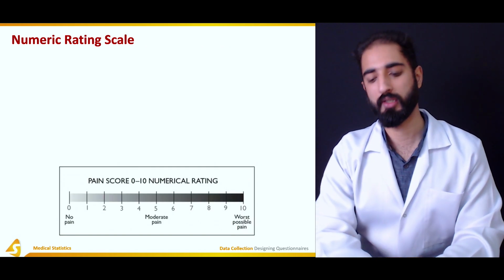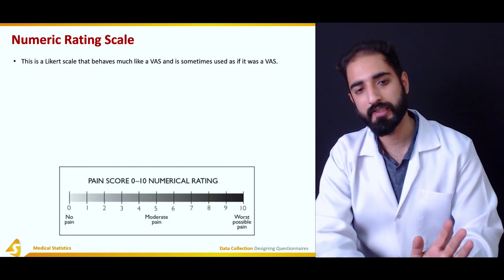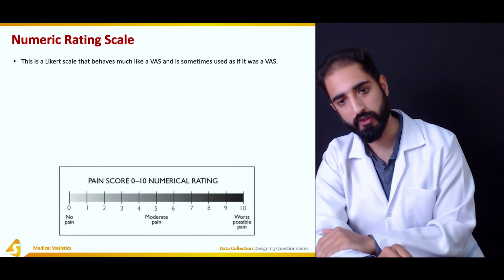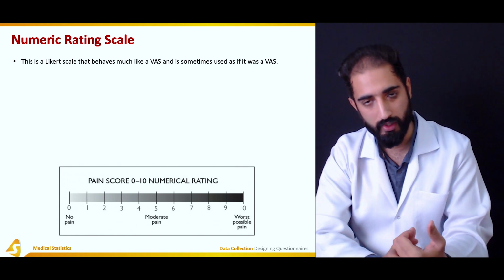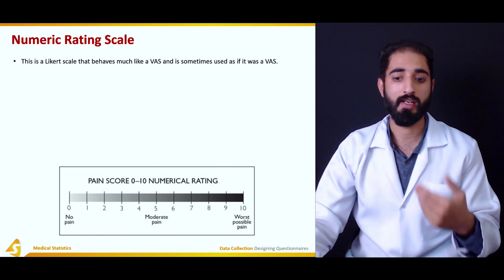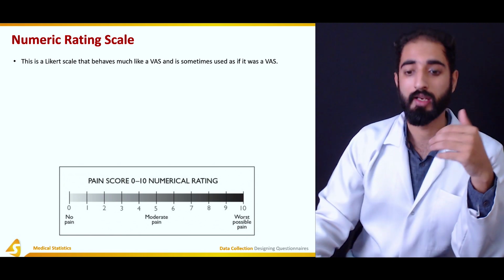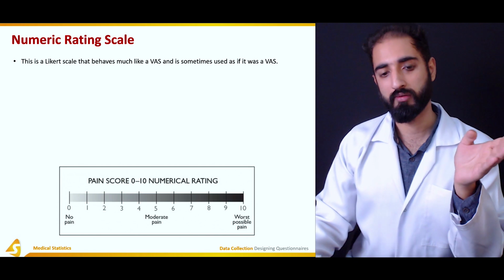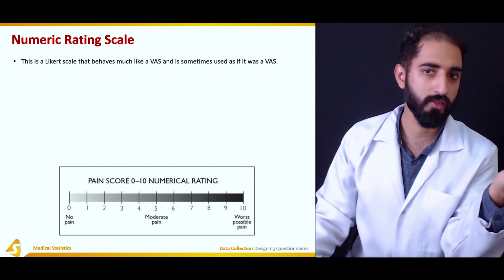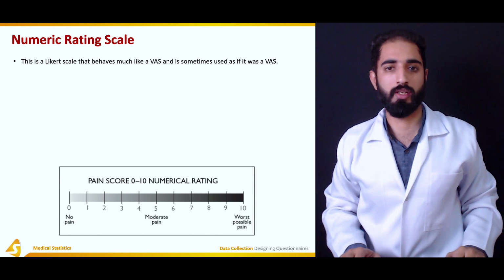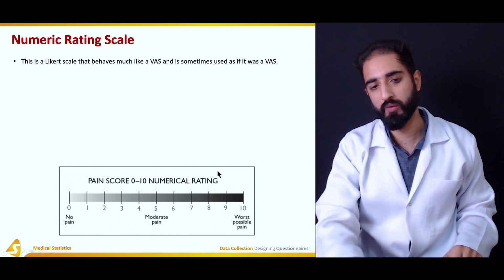The numeric rating scale, on the other hand, is a Likert scale that behaves much like a visual analog scale and is sometimes used instead of a visual analog scale. But the benefit is that it does not necessarily have to be a 10 centimeter line. It just needs to be divided into 10 equal parts. So it is much more usable and easier to use.